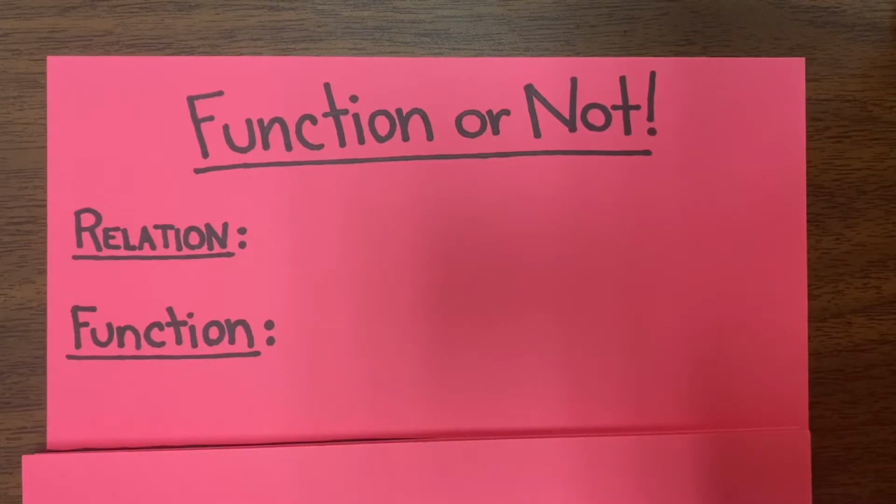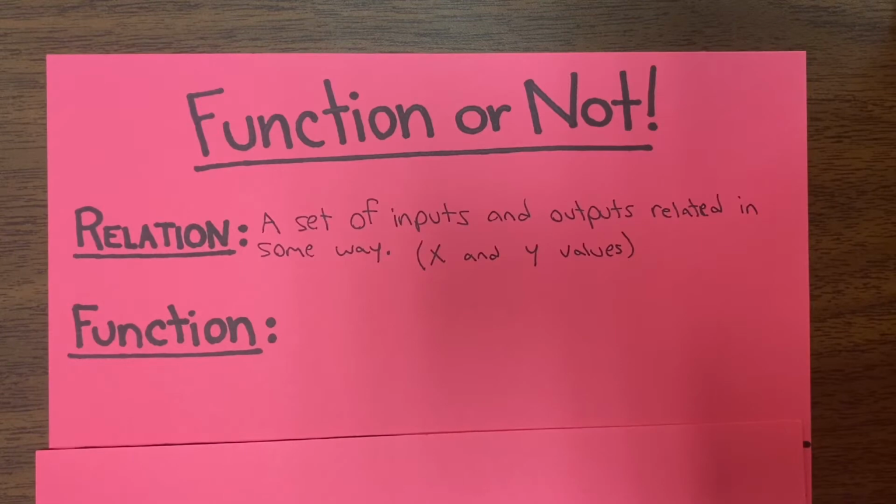A relation is a set of inputs and outputs that are related in some way, meaning a set of x values that when you do whatever equation it is, gives you a set of y values. So these are just x and y values that are related to each other in some way, meaning there's some sort of equation or expression between them.